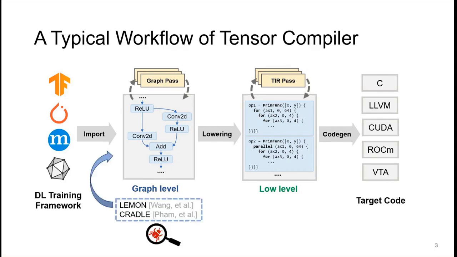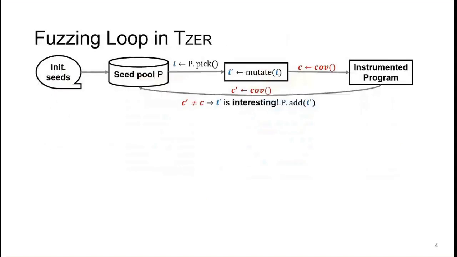Prior testing work such as Lemon and Cradle tests deep learning frameworks by mutating deep learning models at a graph level. In our work, we focus on another testing surface, which is the low-level IR. We build Tzer, a mutation-based fuzz testing technique, to exercise the compiler passes with randomly generated low-level IRs.